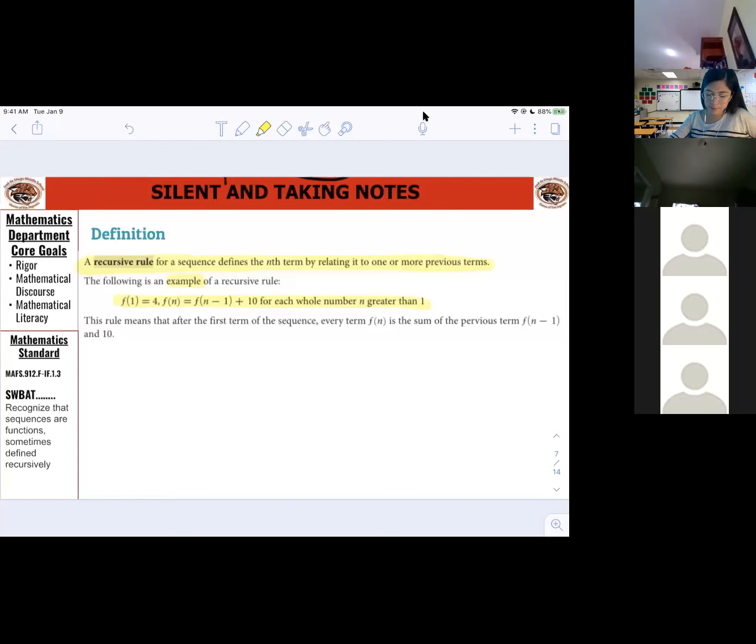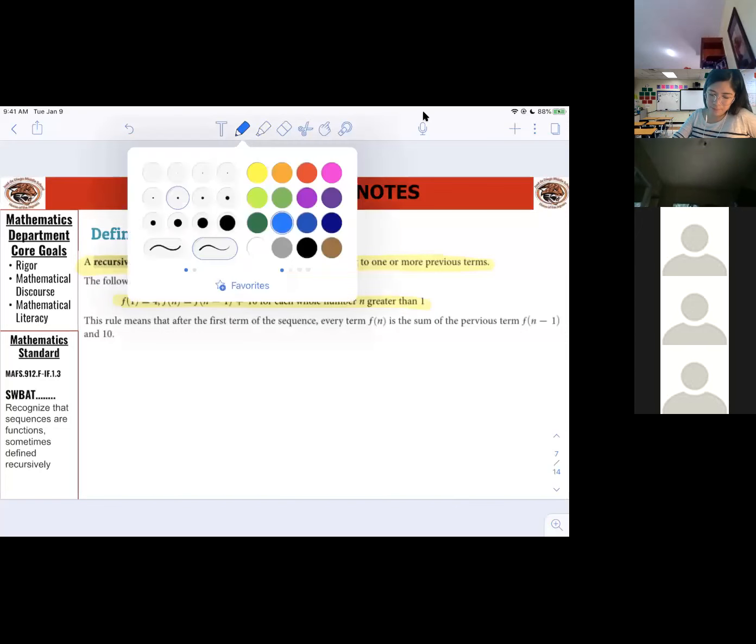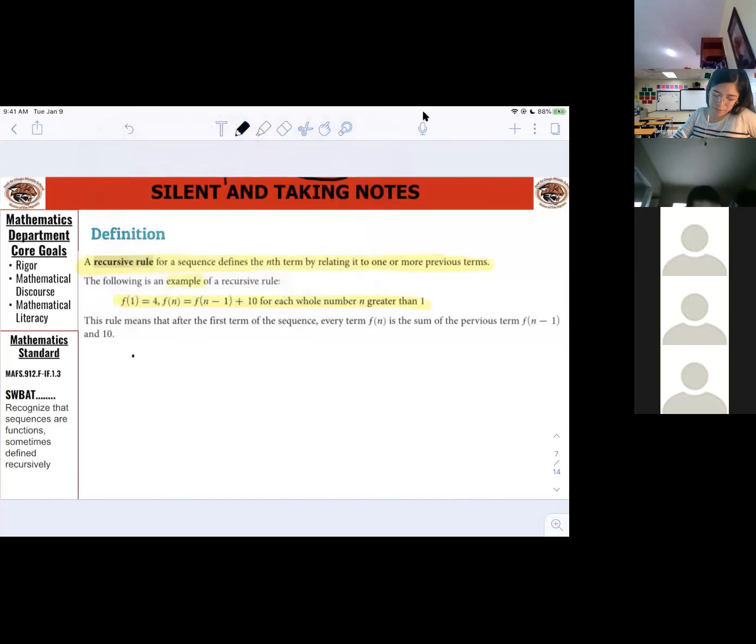So here's an example. I have f of 1 equals 4, and then f of n equals f of n minus 1 plus 10. It kind of looks a little confusing, but once I explain it, trust me, it'll make way more sense. So I'm going to split this up. I know I have f of 1 equals 4. What does that statement tell me?